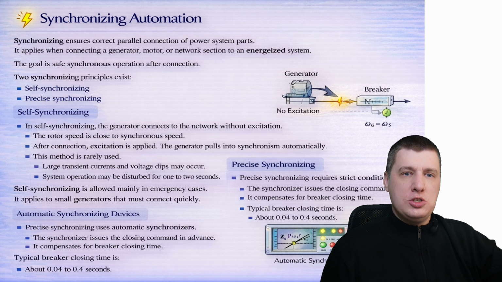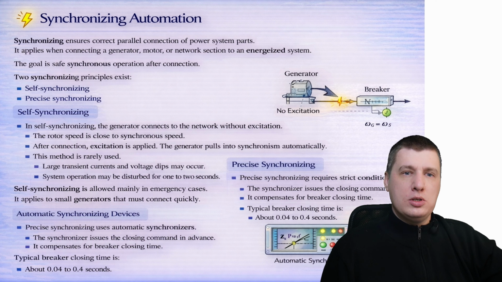In self-synchronization, the generator connects to the network without excitation. The rotor speed is close to synchronous speed. After connection, excitation is applied, and the generator pulls into synchronism automatically. This method is rarely used.